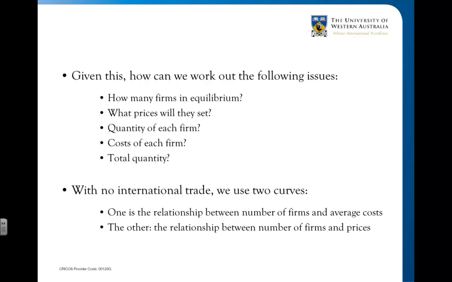So given all that, we want to work out the following issues. We want to work out how many firms there are going to be in equilibrium, what the prices are, what the quantity, what the costs, and therefore what the overall industry quantity is. Now, initially, we're going to assume no international trade. Obviously, we're going to relax that subsequently, but we want to look first of all at how we derive equilibrium just within a particular country. So we're going to look at the relationship between the number of firms and average costs, and the second is the relationship between the number of firms and prices being charged.